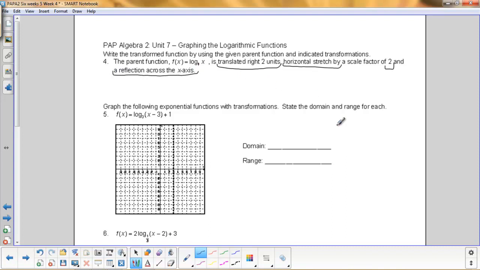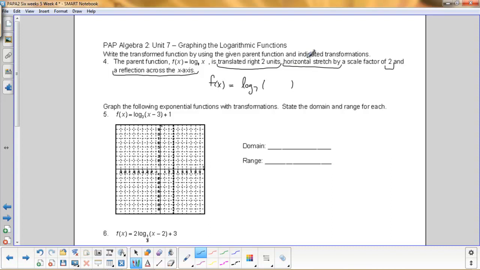So you notice there's 3 parts of this word problem. We're going to have to apply the correct transformations by starting with f of x equals log base 7 of x. The first thing we notice is that we have a translation right 2 units, so we are going to have a transformation that occurs inside the parentheses, which is known as the argument of the logarithm.